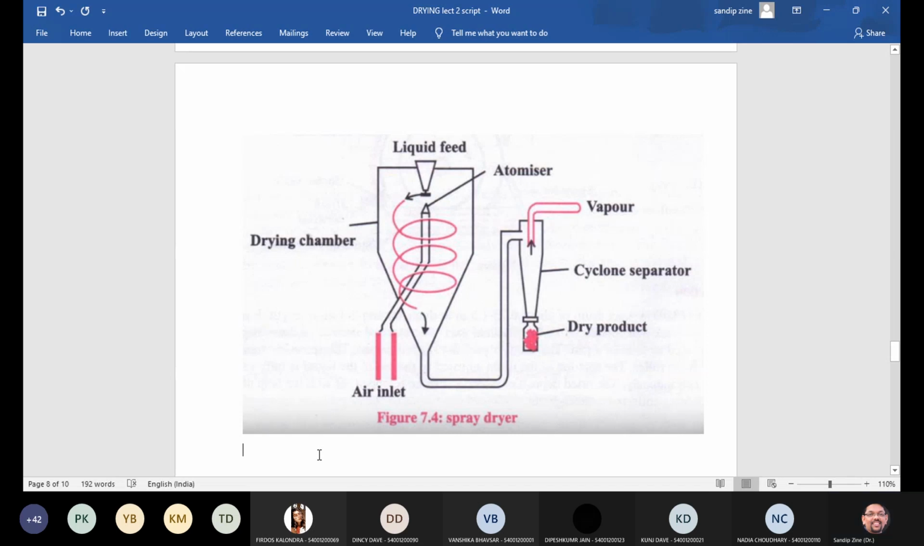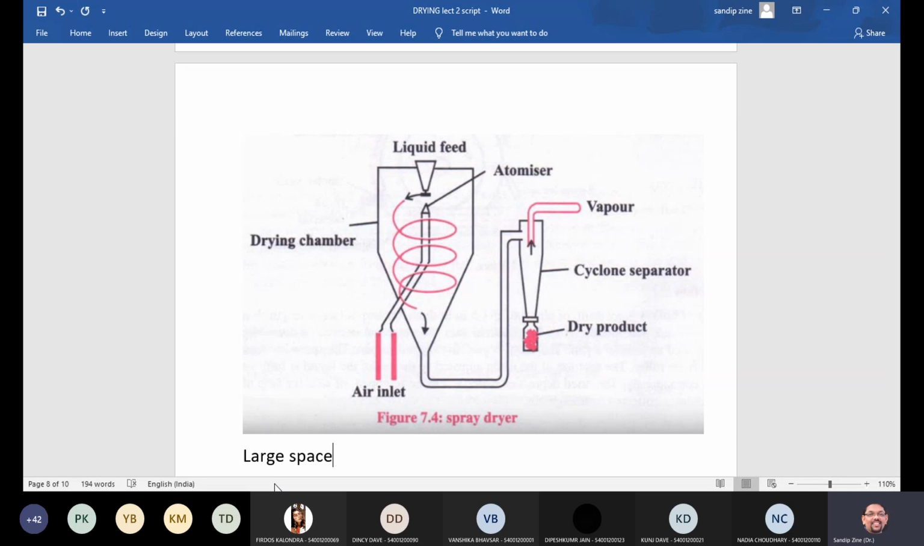So by atomizing the liquid into small droplets, these are sprayed in a stream of hot air so that each drop dries to get solid particles, isn't it? You will understand more in the working. For example, this is the atomizer, and when we are passing the liquid in this atomizer, obviously small droplets will get generated, and these small droplets get a lot of area for drying with the help of the air we are passing, and this is the liquid feed, isn't it?